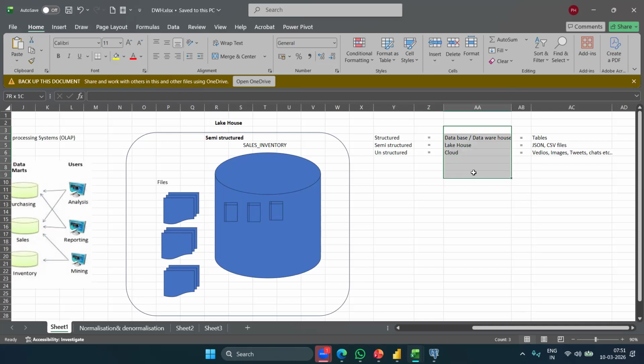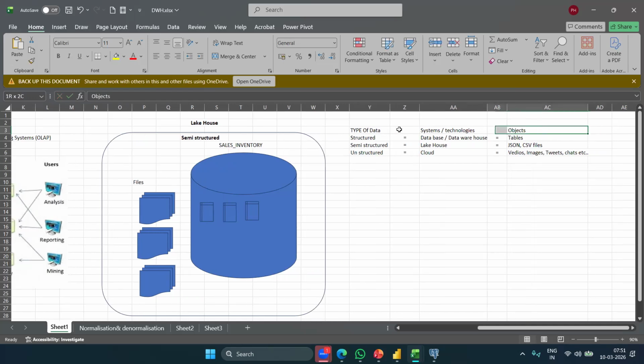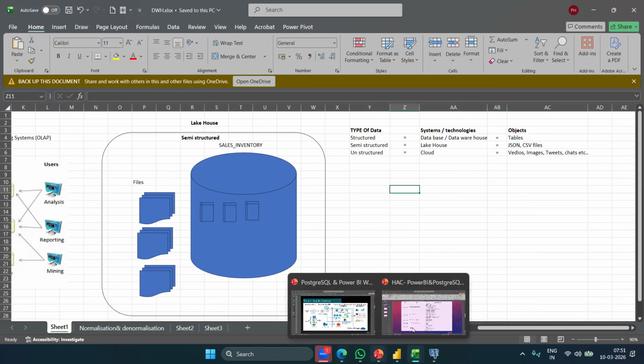What kind of systems are available to use, and what kind of objects can be stored? Like we can see the type of data, systems or technologies, and objects. What are all the objects that would be available? I'm going to share all this information with you. Okay, so this is all about data warehousing.